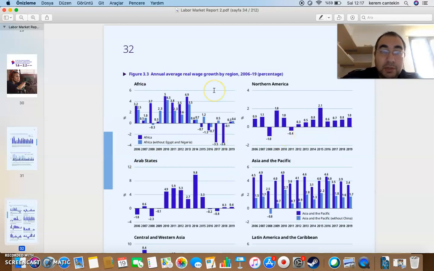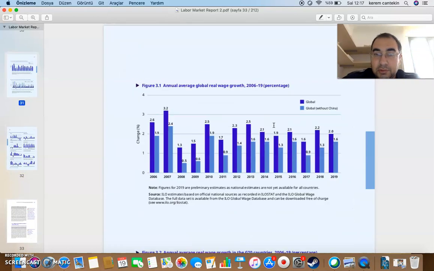And these are the numbers for the regions. So, for example, in Africa, in the 2000s there was a growth, but then in late years there was a significant level of shrinkage. In Africa there was also shrinkage in wages, but there was some growth in the early 2010s, from 2010 to 2015. This is Asia Pacific with and without China. You can see very high growth rates, although most of it is created by China. And this is Northern America. It is mostly moderate, but there was some growth.